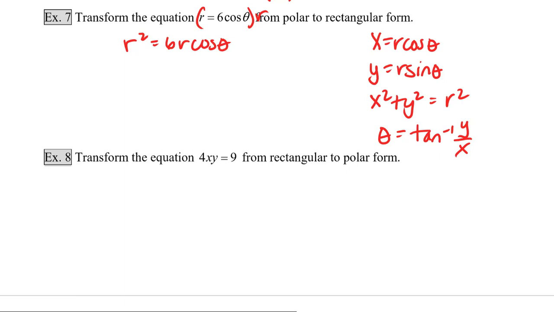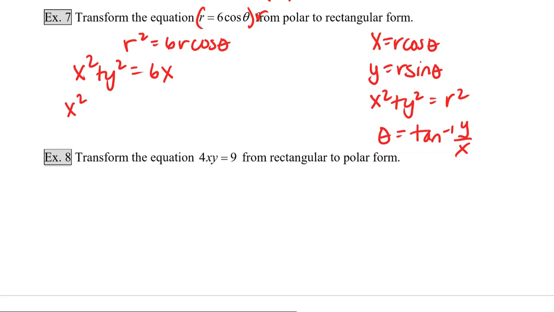Now I can substitute in x squared plus y squared for r squared, and I can substitute in x in place of r cosine theta. So now I have got x squared plus y squared is equal to 6x. Now theoretically we could be done, but this doesn't really look like a familiar equation. So let's just see what happens if I were to manipulate this equation a little bit.